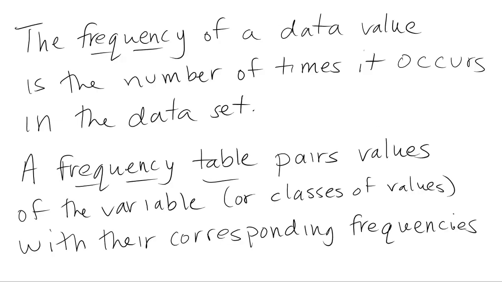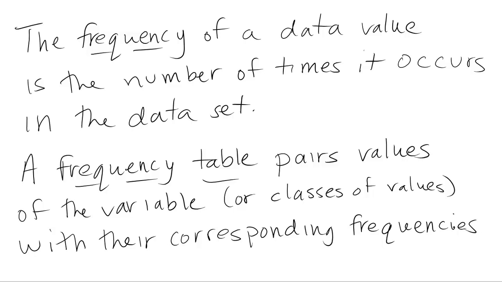The frequency of a data value is the number of times it occurs in the data set. So if you count the number of times that a value of the variable repeats inside the data set, that is what we call the frequency of the value of the variable. It's how frequently that value occurs.